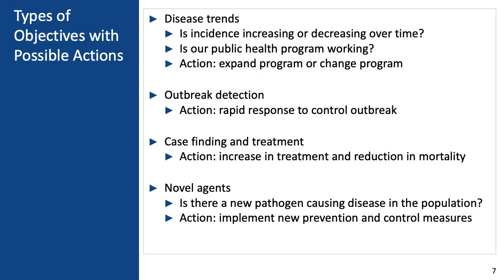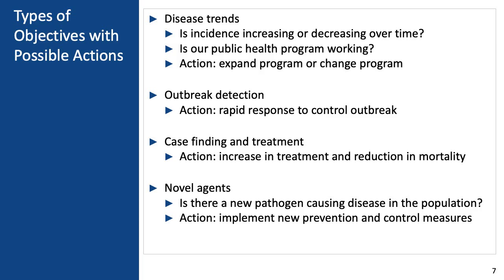Another example of a public health surveillance objective would be to find cases and treat them. A good example of this might be HIV, where if you find someone who's infected, they can benefit from treatment, but they may not know they're infected. So you may develop a surveillance program that actively just tries to find cases of infection because of the public health benefits that treatment could confer. So again, you have a very strong link between your objective, which is finding cases of infection, and then the public health action, which is increases in treatment, reductions in mortality, or even reductions in transmission resulting from treatment.